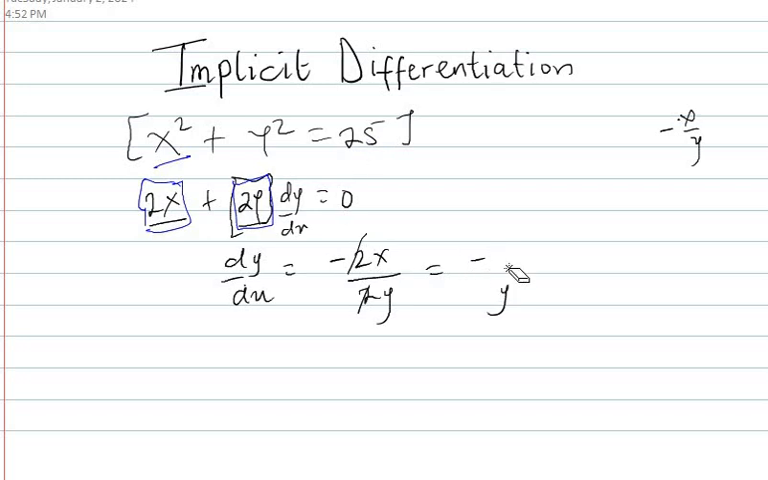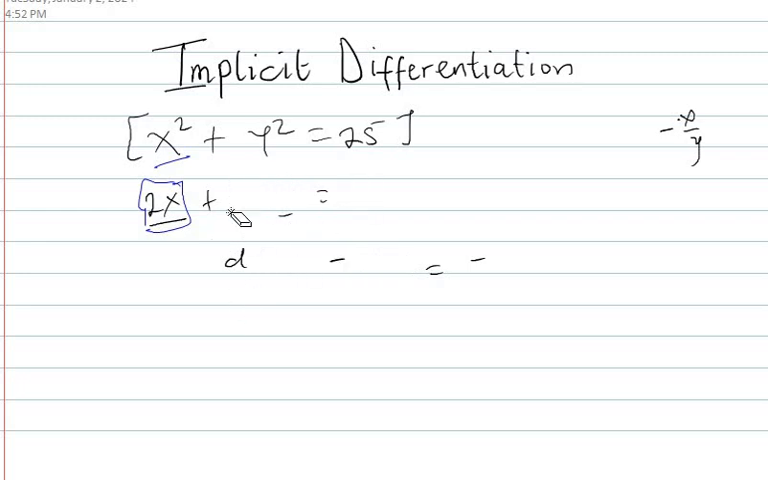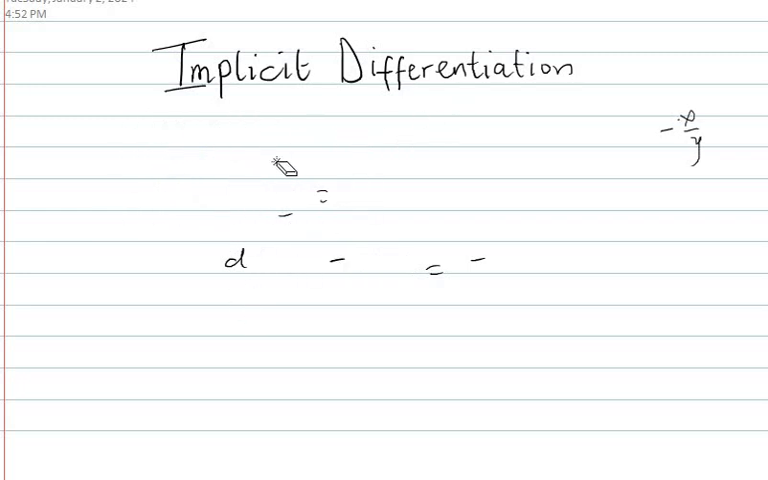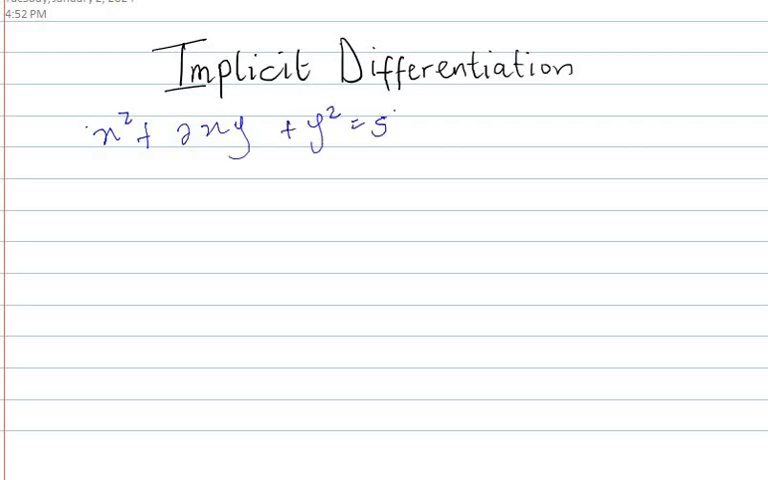So let's take some questions and see how it works. Without wasting time, we're going to take another question. We have x squared plus 2xy plus y squared is equal to 5.